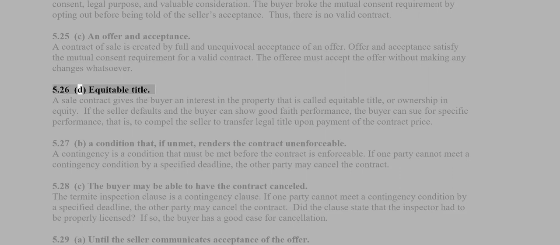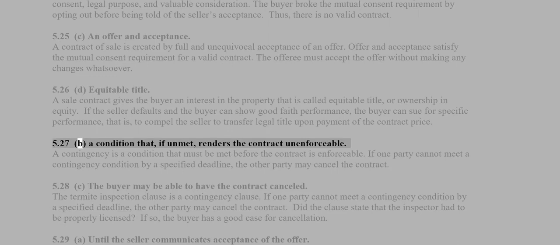5.26 D. Equitable title. A sale contract gives the buyer an interest in the property that is called equitable title, or ownership in equity. If the seller defaults and the buyer can show good faith performance, the buyer can sue for specific performance, that is, to compel the seller to transfer legal title upon payment of the contract price.